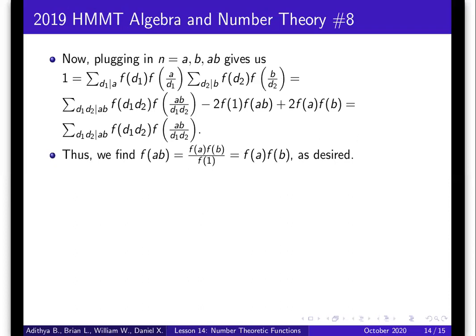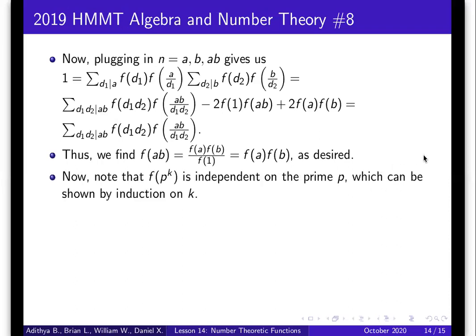So, well, now what? Now we want to see the behavior along powers of primes, right? The first thing we note is that it doesn't actually matter what the prime is, because it's uniquely determined by f of its divisors. And then if we induct upwards from k equals 0, where they're all equal to f of 1, you can see that all of them should be the same, independent of p.